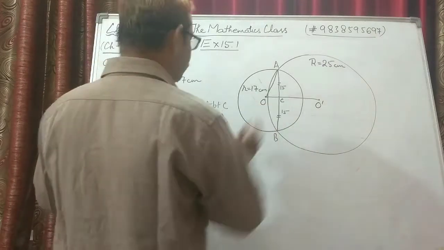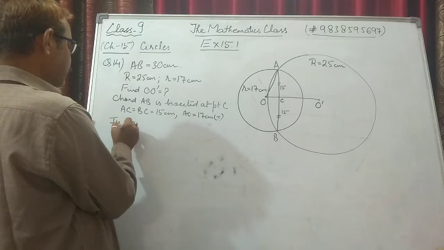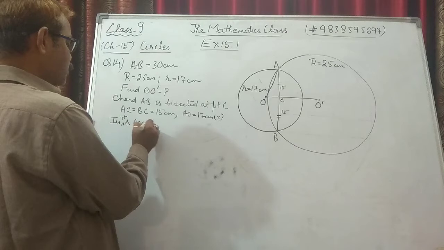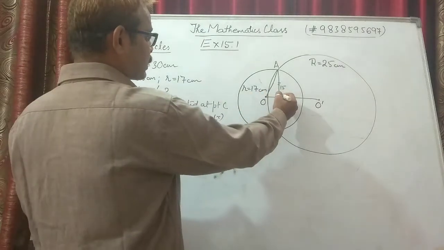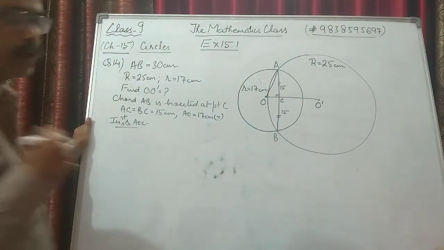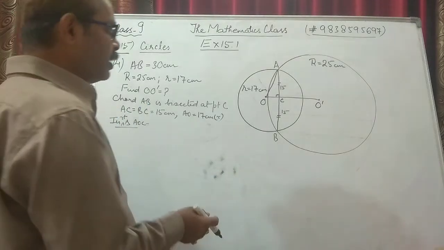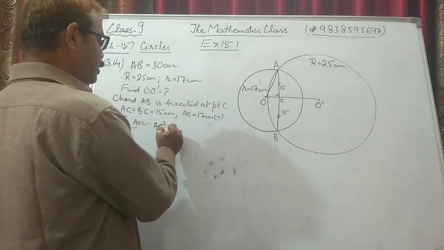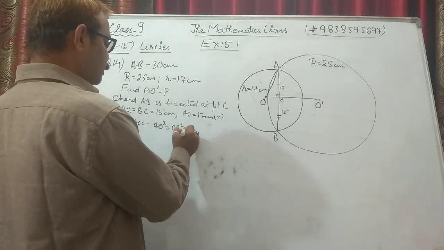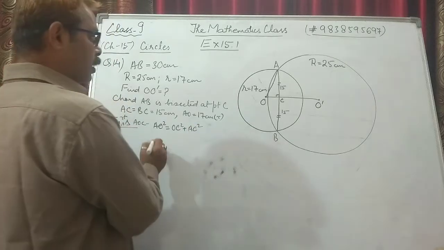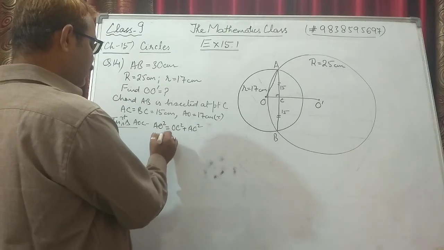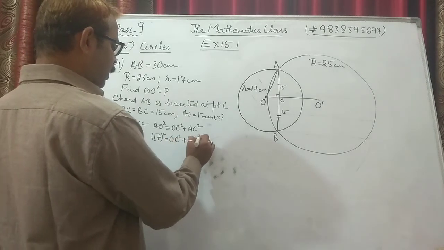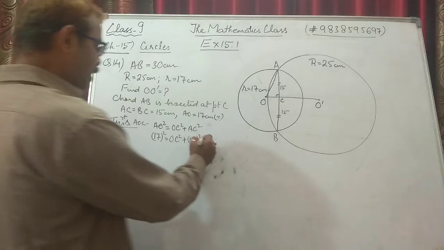So we can find the value of OC. How can we find the value of OC? In right triangle AOC, we can see that this angle is 90 degrees. This angle makes 90 degrees because the chord is being bisected by a line that is drawn from the center. So we can say that AO square is equal to OC square plus AC square. Now AO is 17. So 17 square is equal to OC square, which we have to find out, plus AC which is 15 square. Now 17 square, I think it is 289.